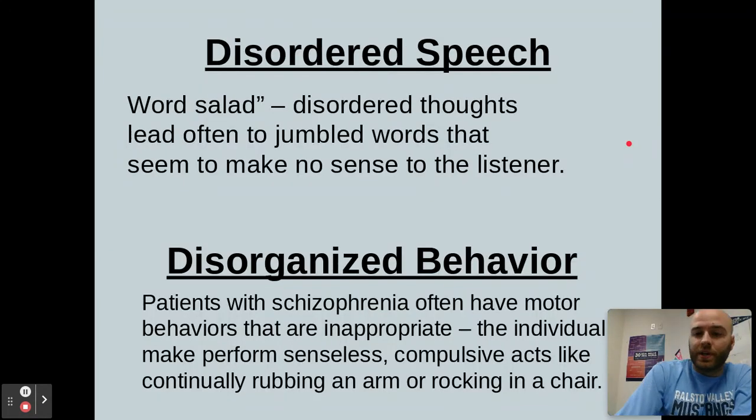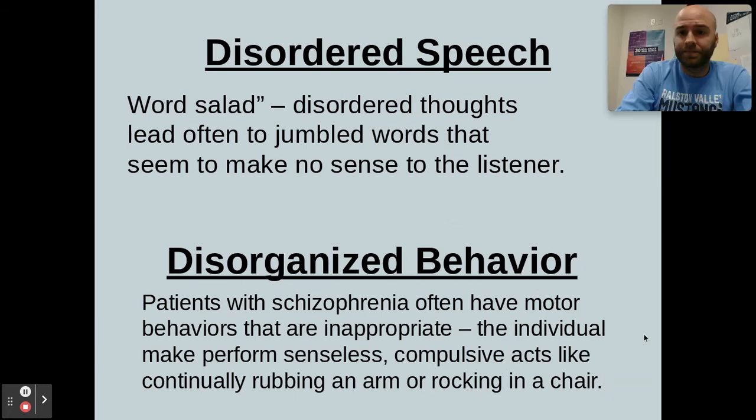So disordered speech, coming up next, is another positive symptom. It's also known as word salad. These disordered thoughts lead to often jumbled words that seem to make no sense to the listener. We've talked about word salad before when we talked about Broca's aphasia, but while it may come out similarly, these are caused by the disordered thoughts or the hallucinations that you may be experiencing as a schizophrenic.